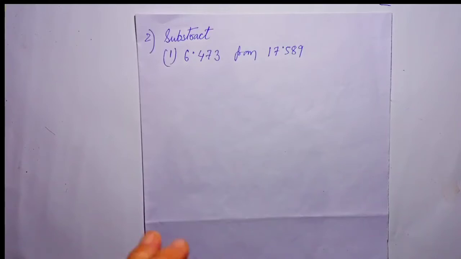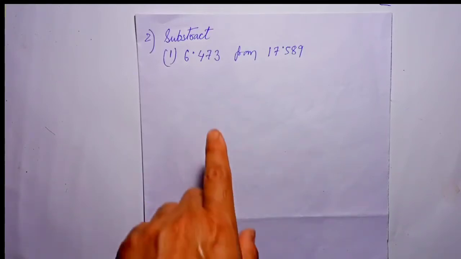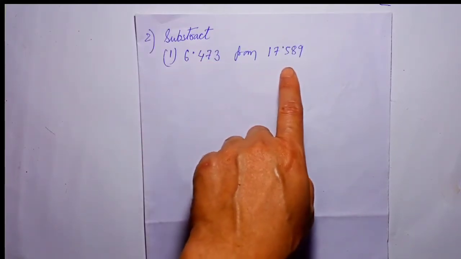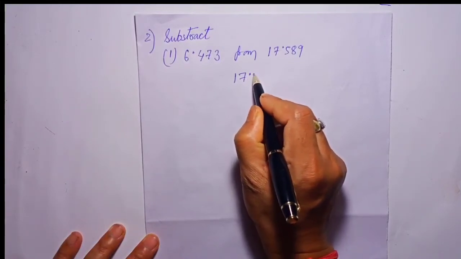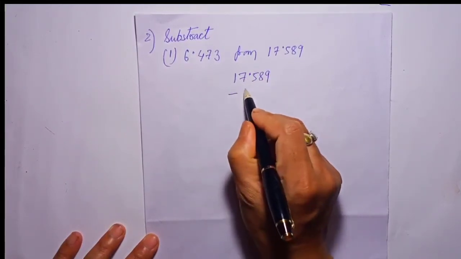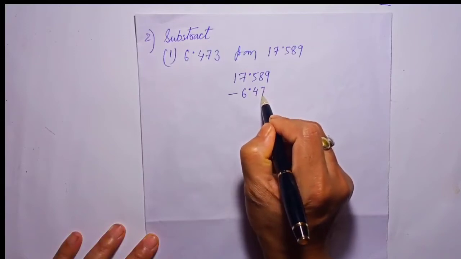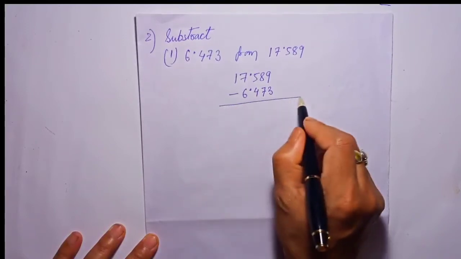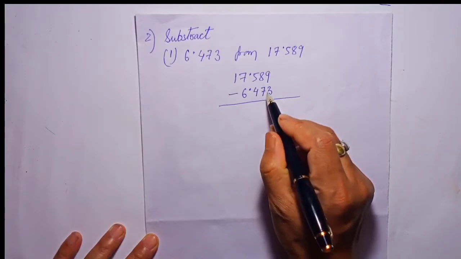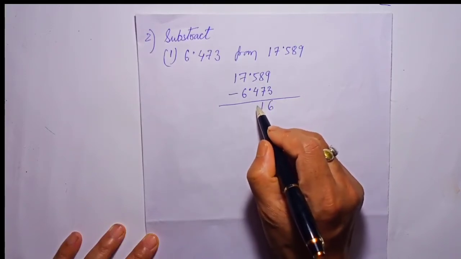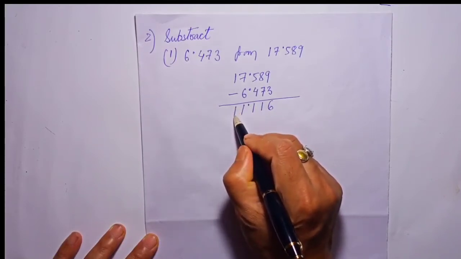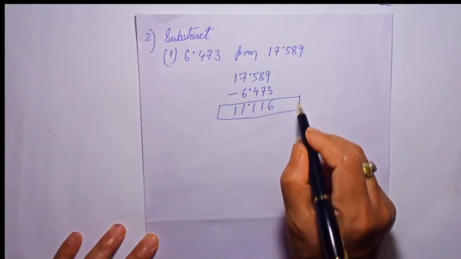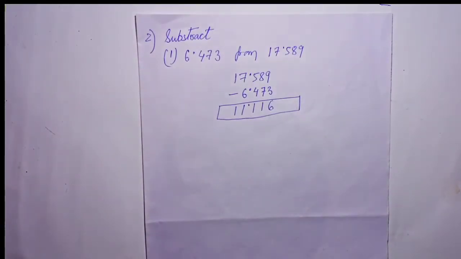First of all, you see, is it like decimals? Yes, it has 3 decimal places, and it also has 3 decimal places. We need to simply subtract this. 17.589 minus 6.473. Yes, subtracted, it is 6, it is 1, it is 1, it is again 1, it is also 1. What is the answer? 11.116 is the answer.